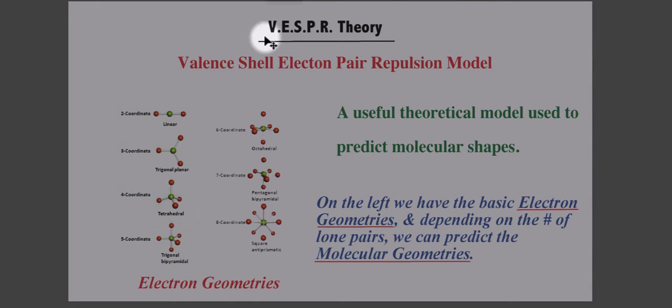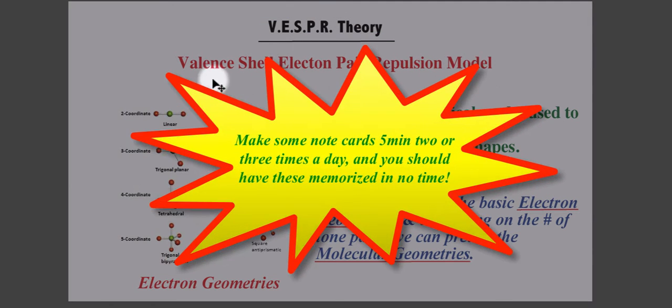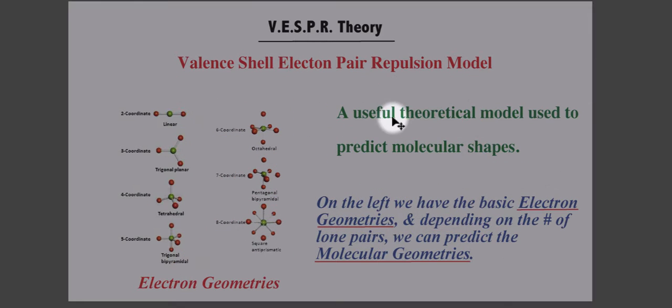Today we're going to be looking at VSEPR theory concept. VSEPR stands for Valence Shell Electron Pair Repulsion Model, and that's quite a mouthful, so people just use VSEPR. If you say VSEPR, everybody knows what you're talking about. And basically what it is, it's a useful theoretical model used to predict the molecular shapes.